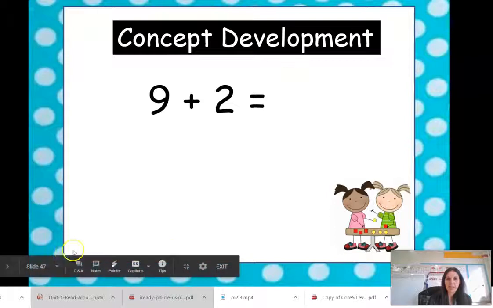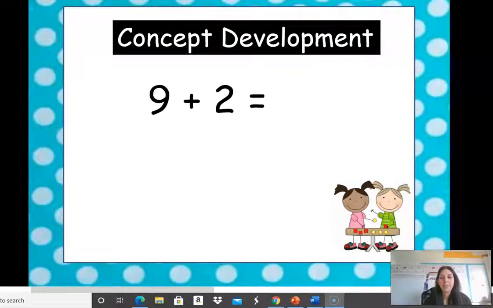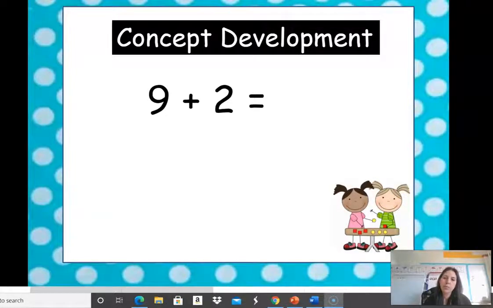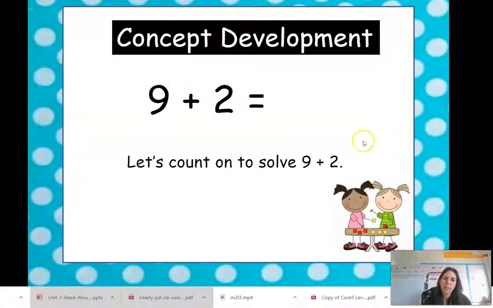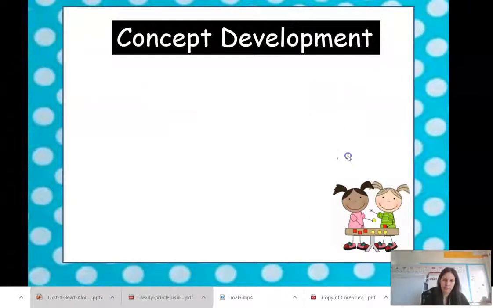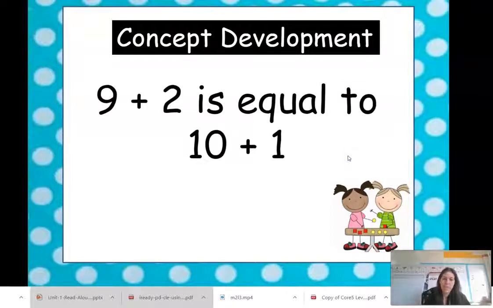Let's look at this one, 9 plus 2. Okay, here's our next problem, 9 plus 2. Let's count on to solve 9 plus 2. 9, 10, 11. So 9 plus 2 is equal to 10 plus 1.